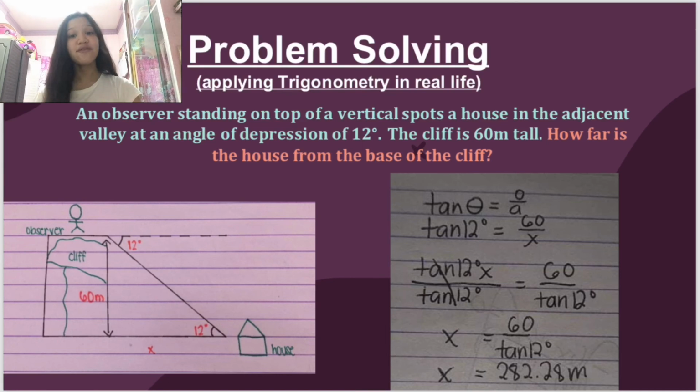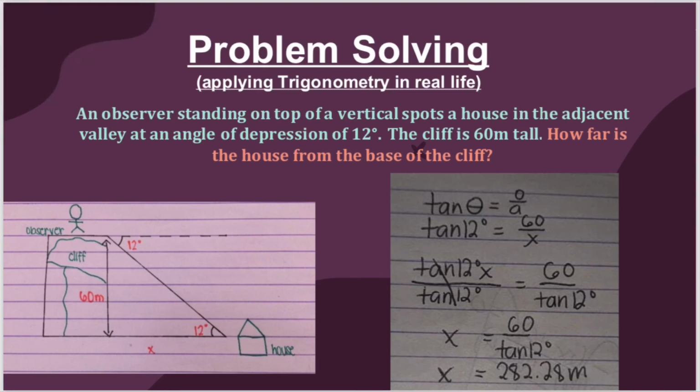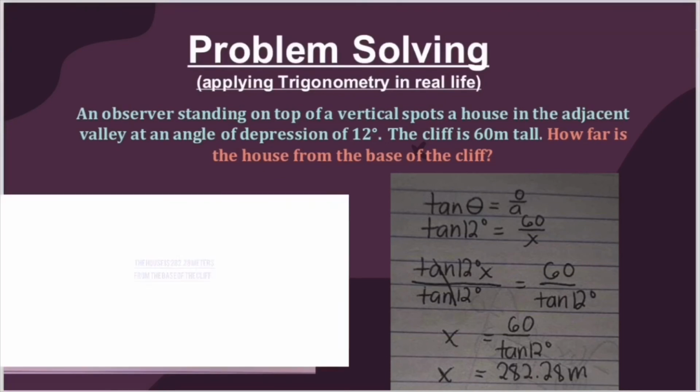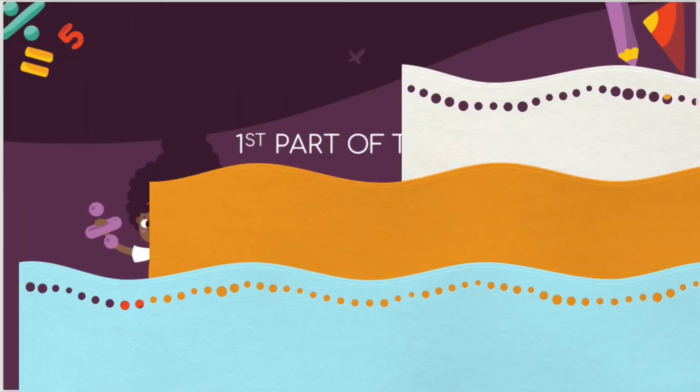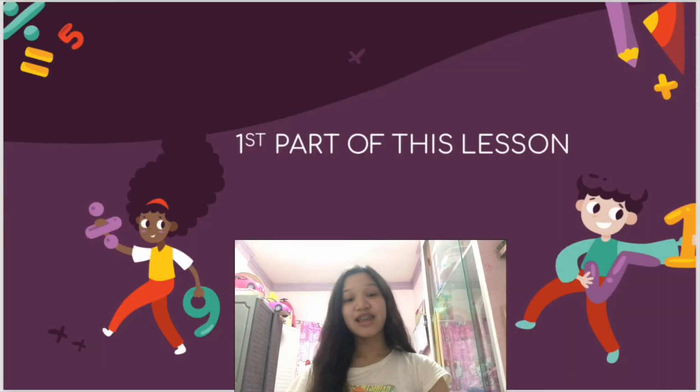Then, when we divide it, we're gonna come up with the answer 282.28 meters. Therefore, our final answer for this problem is the house is 282.28 meters from the base of the cliff. This is the end of the first part of this lesson. Now let's move on to the second part.